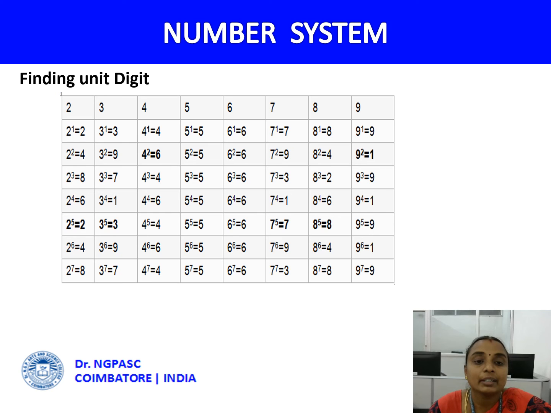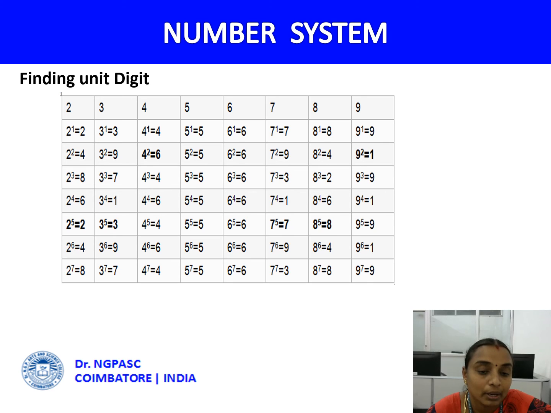Then coming to finding the unit digit. How can we find the unit digit? You all know very well, 2 power 1, 2 power 2. See the table: 2 power 1, 2 power 2, 2 power 3, 2 power 4. These are all the values. I have just written here: 2, 4, 8, 6.